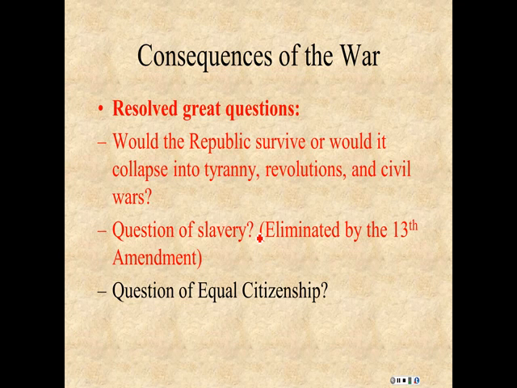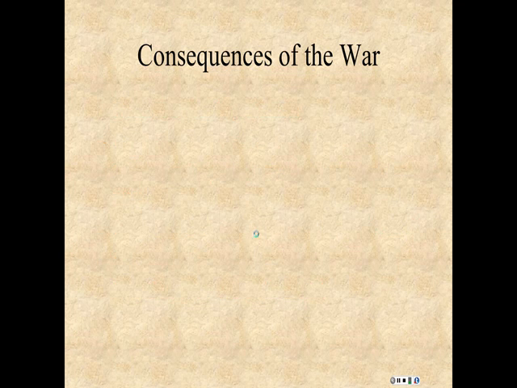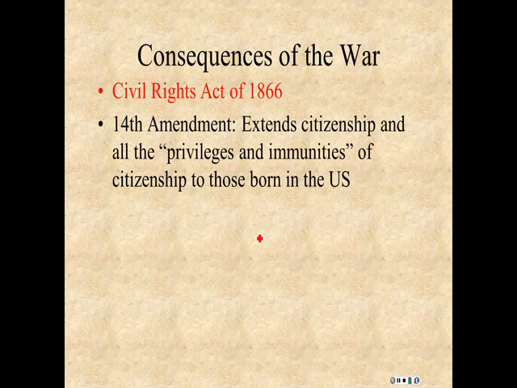There were a number of amendments that were passed that addressed equal citizenship. There was a Civil Rights Act of 1866. There was the 14th Amendment that extends citizenship and all the privileges and immunities of citizenship to those born in the U.S. But that wasn't really backed up for about 100 years, really until the Civil Rights movement of the 1950s and 60s.